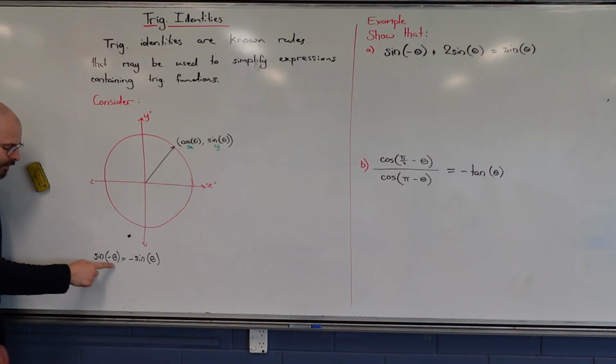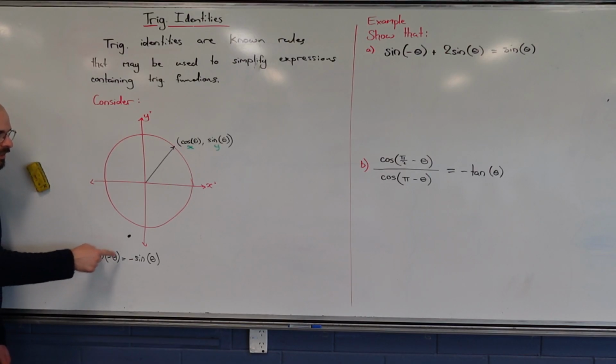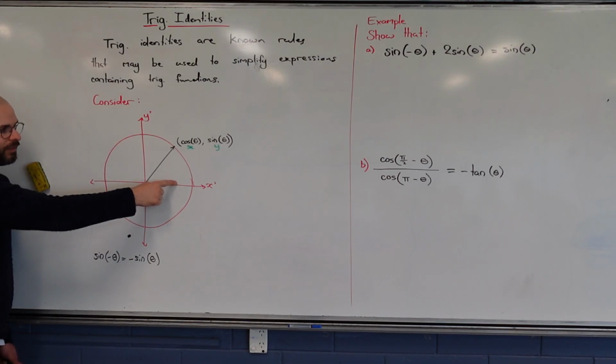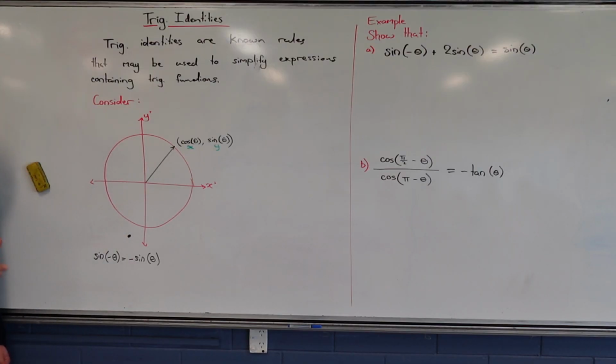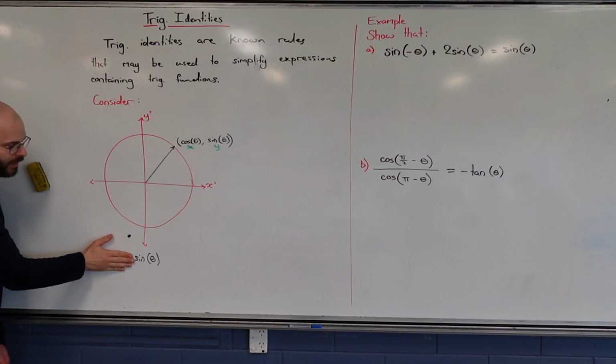Now imagine that we have a positive value of theta and we start going this way, but then at the very end, we negate the result. So we've got positive sine theta, and then we put a negative in front. Between 0 and pi, what sort of values of y would we get? They'd be positive, but then we negate them. What do we get? Negative.